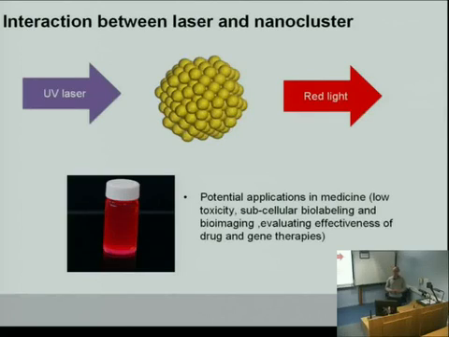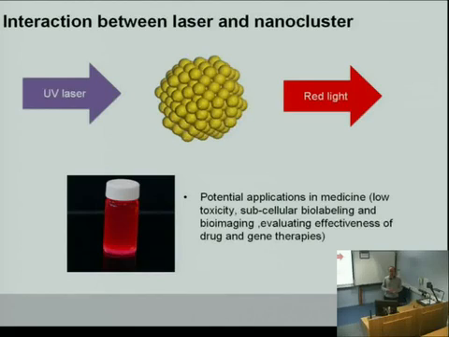And that just so happens to emit visible light in the red part of the spectrum, which is really good because that helps cut down background fluorescence. That's fluorescence that we don't want when we're going to use these nanoclusters in medical applications.